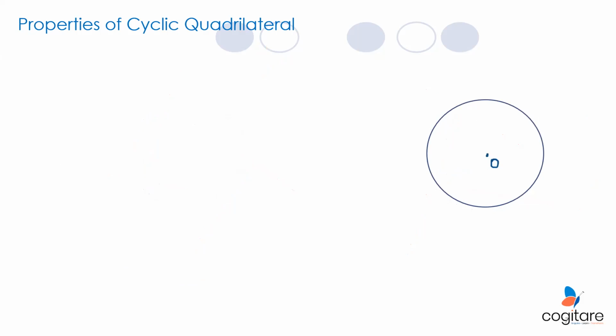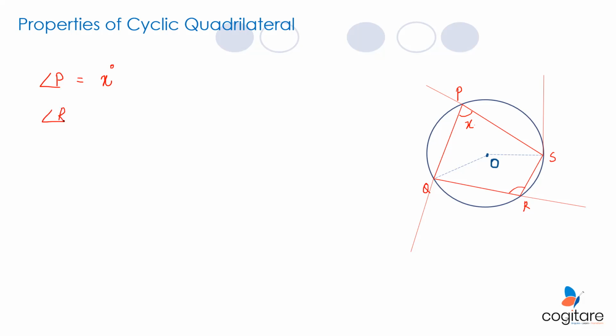Okay, cool. So let's pick this cyclic quadrilateral. Let's call it PQRS. Let's draw the external angles. Here we go. So now let's say angle P is x degrees. What do you know about angle R, folks? We know that angle R is supplementary to angle P because angle P and angle R are opposite angles, and we just now proved the fact that these two add up to 180. So if this is x, this is going to be 180 minus x degrees, correct?